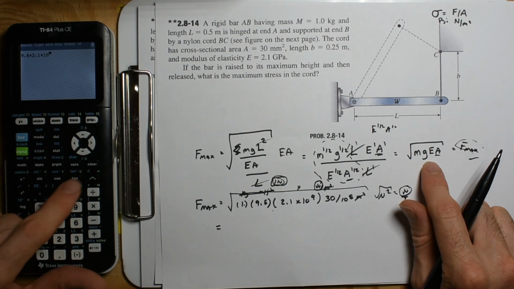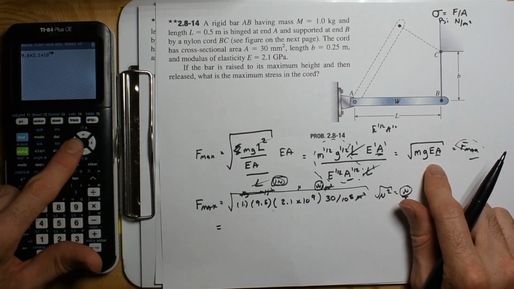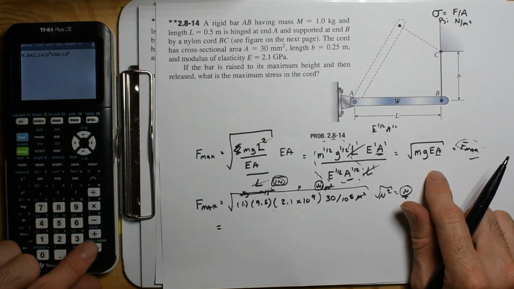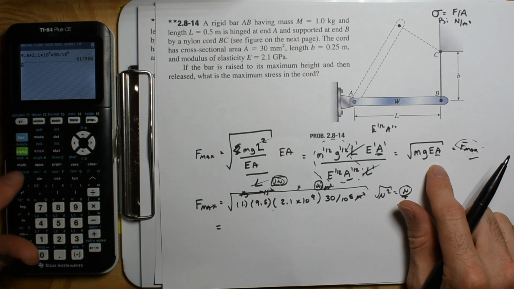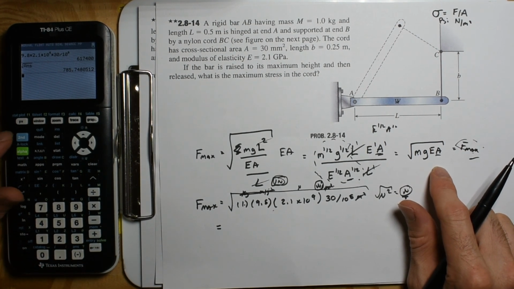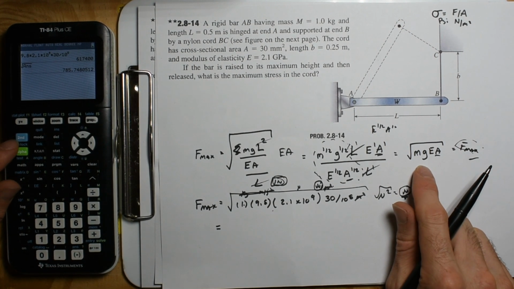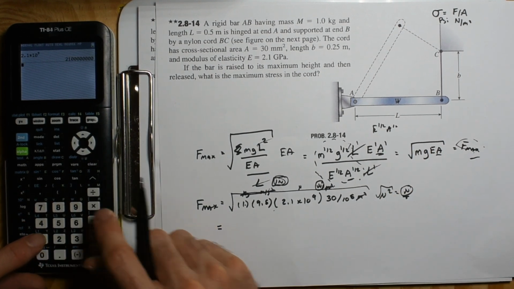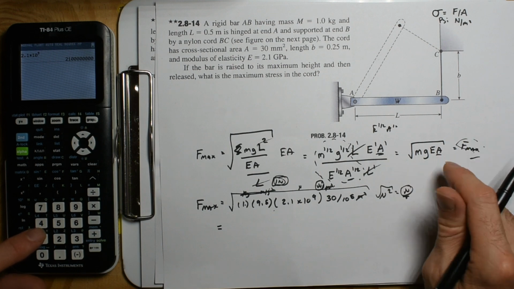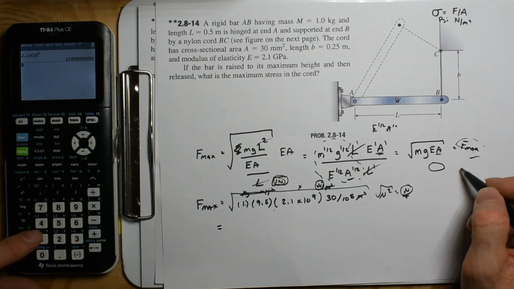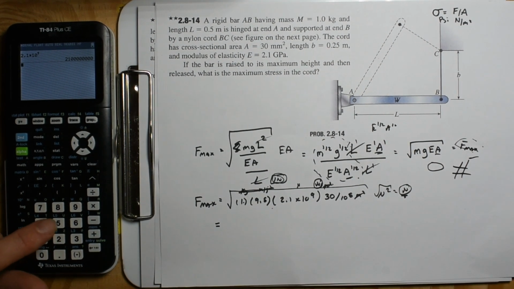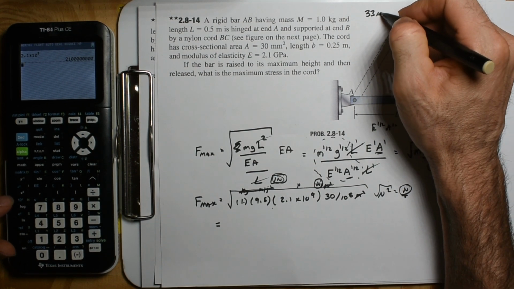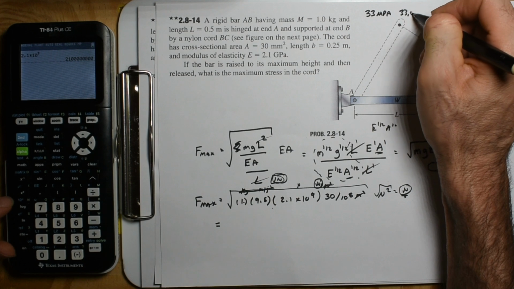2.1 times 10 to the 9 times 30 divided by 10 to the 6. Okay, cool. And then the square root of that number. Nah, I guess so. Is that right? We'll try it one more time. 2.1 times 10 to the 9. Oh, yeah, because I got that same number. I just didn't square root it. Like, I was expecting a really big number, and I wasn't. Anyway, the answer in the back of the book was 33 megapascals, which is 33 million.